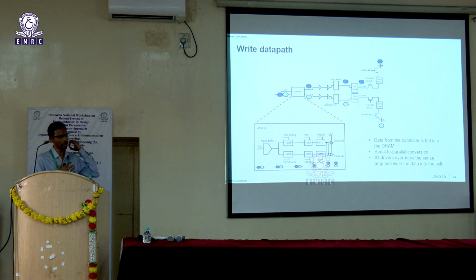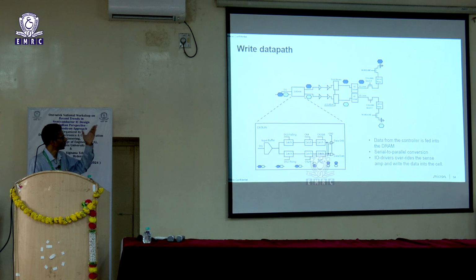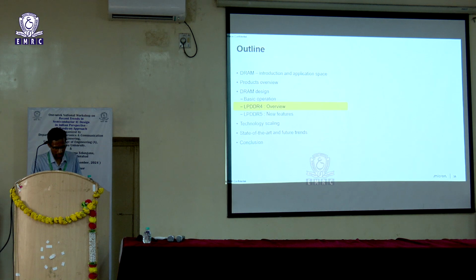So, here you have data coming in from the external world into your DQ, it is going to be a serial data stream here, and then you will have a serial to parallel interface block, wherein you will convert that into a parallel 16-bit stream or 8-bit stream, and then that goes all the way to your cell, and I will skip this in the interest of time.